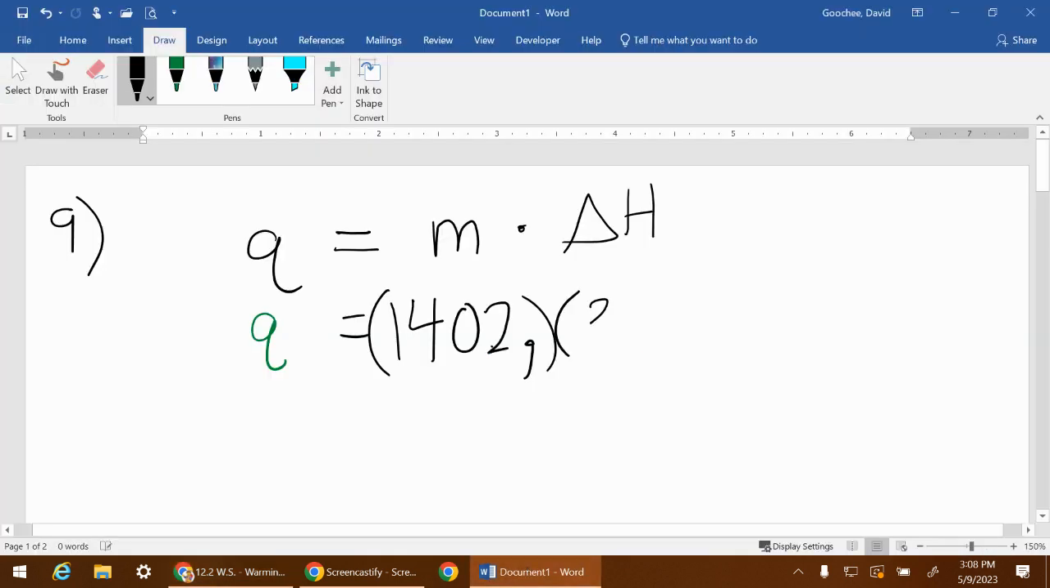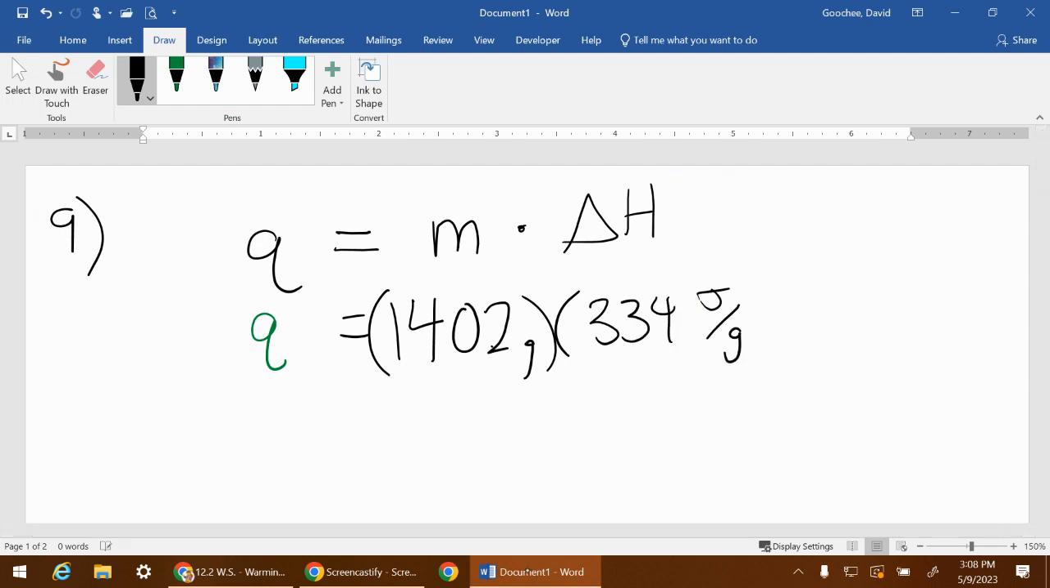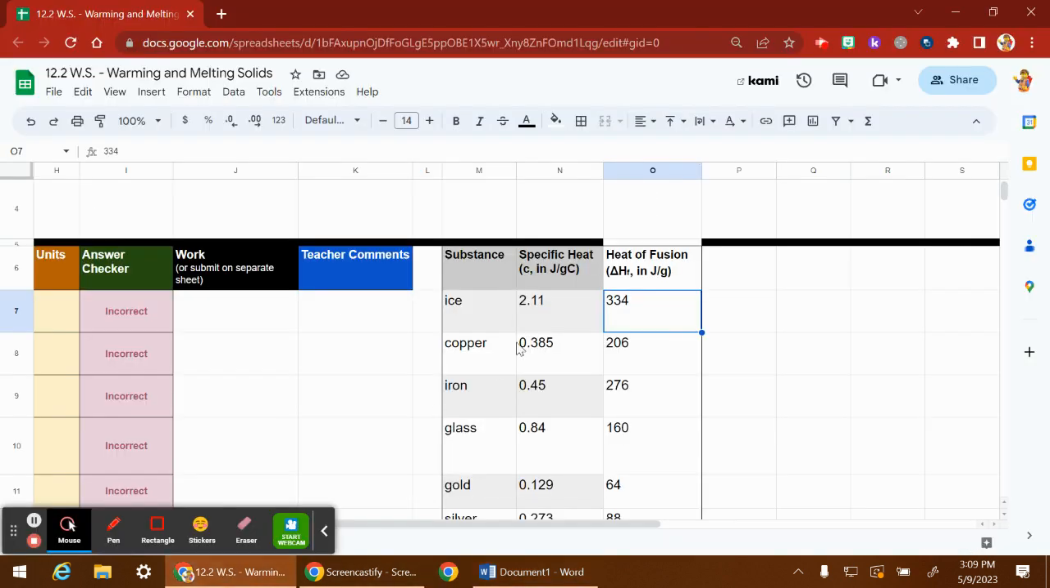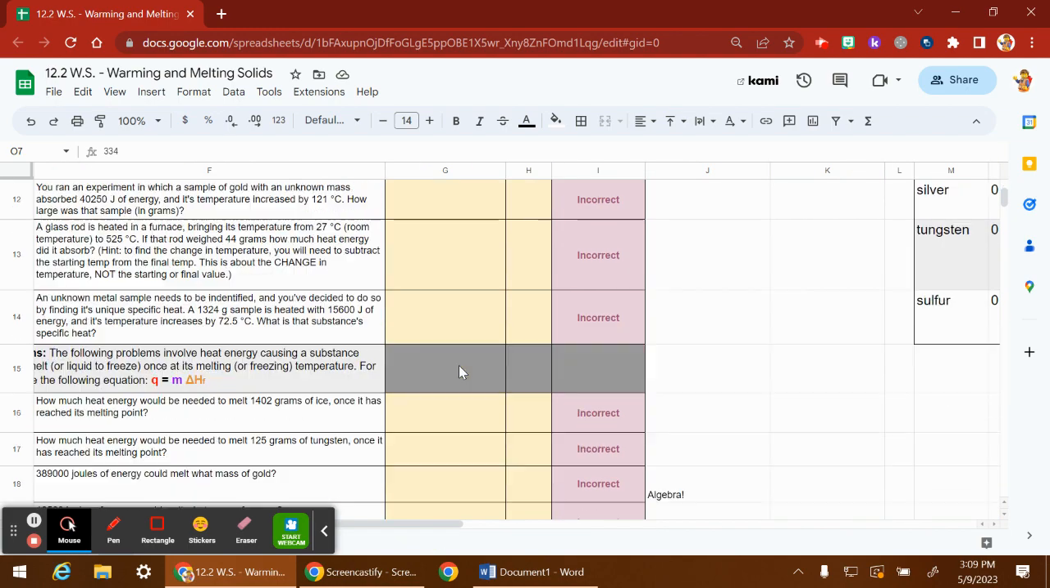Ice takes 334 joules to melt a single gram of ice. So the energy to melt 1,402 grams of ice is just 1,402 times 334. And the answer I got is 468,268 joules. I'm going to plug that into my equation and see if I got it right.